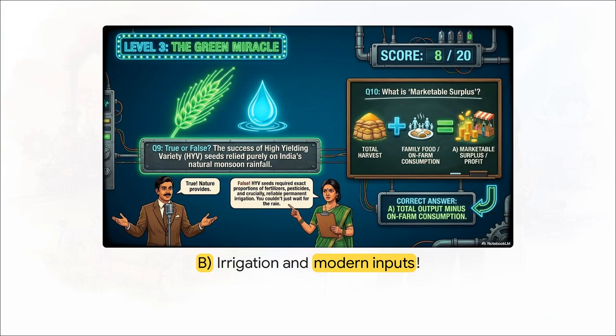These glowing neon HYV crops were absolutely incredible, but man, they were demanding. You couldn't just sit around and wait for the rain. They required exact, precise proportions of modern inputs. We're talking fertilizers, pesticides, and crucially, a reliable, permanent water supply through irrigation. Basically, nature alone just wasn't enough. Science really had to step in.